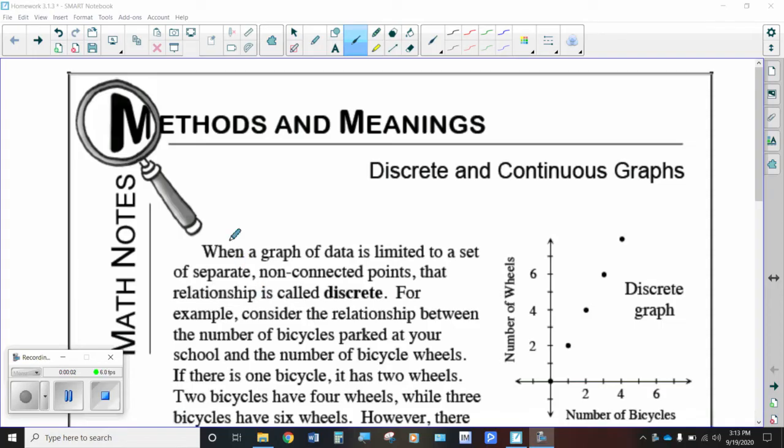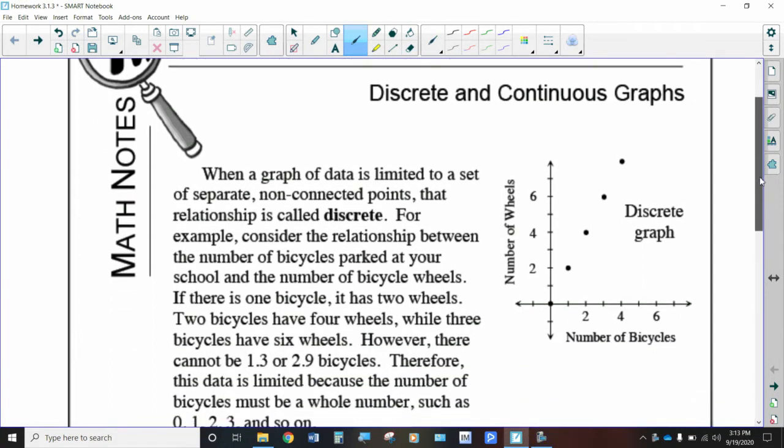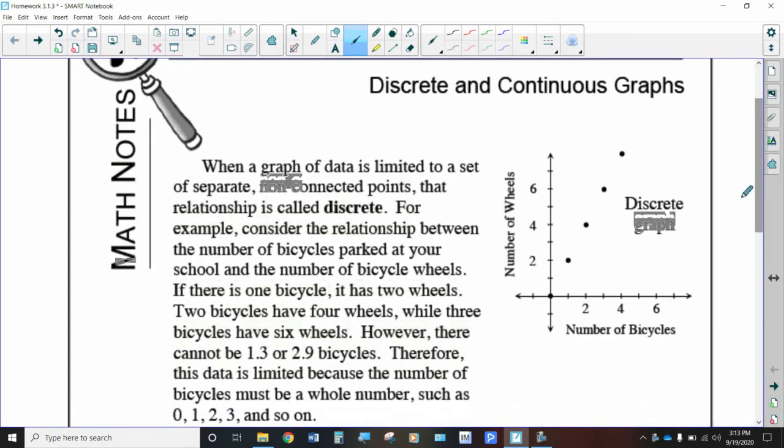Alrighty, let's take a look at the homework for 3.1.3. I think this is a two-part lesson, and so this is part one of the homework where we do problems 23 through 27 or something like that. Starts off with M&Ms to show you the difference between discrete and continuous graphs.